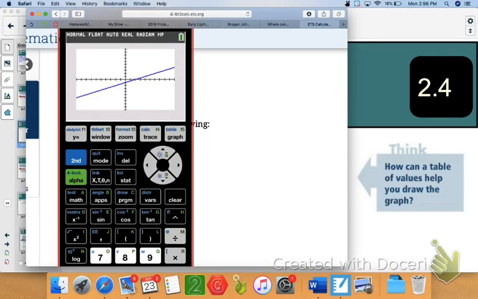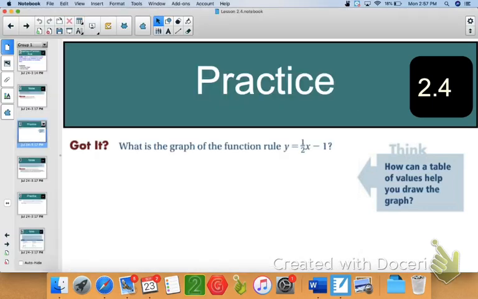Okay, so I graphed it on the calculator. We're starting at the y-intercept of -1 here, and then it's going up 1 and over 2. So rise 1, run 2, and then I'm right here. So it becomes this line right there. Okay, so that's what it should look like. You can see the slope is positive. It starts at -1 there. Okay, moving on.